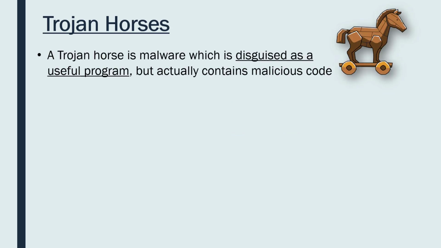Trojan horses are another common type of malware, which is often shortened to just Trojans. So a Trojan is a bit of software which is disguised as a useful program, but actually contains some malicious code.